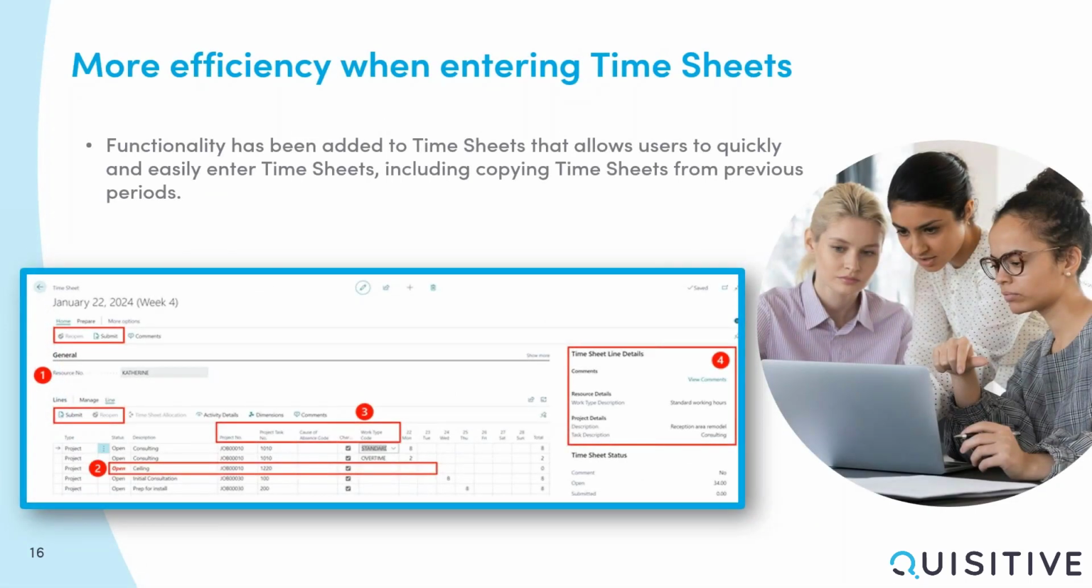More efficiency when entering timesheets. Improvements were made to simplify the timesheet entry process, including the ability to copy previous timesheets. A new timesheet tile was added to the Role Center self-service section. The user's timesheets with no lines will appear on this tile. A current timesheet action was added to the Role Center self-service section to quickly and easily open the timesheet for the current period. Business Central uses the user's work date setting on the My Settings page to determine the current period.